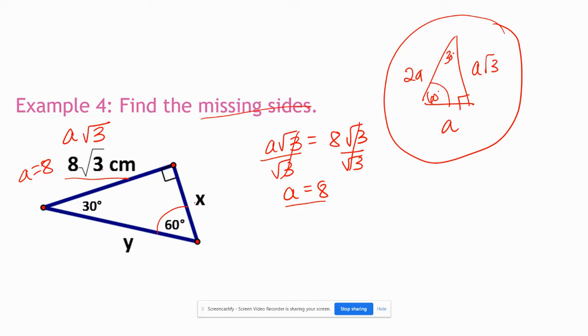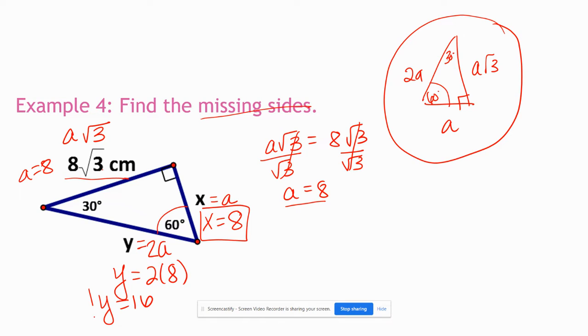So let me go ahead and find x. X is across from 30 degrees. So across from 30 degrees is simply just a. So a is 8, therefore x is 8. Next up, I have y. Y is across from the 90-degree angle. So looking at my equation, across from the 90-degree angle is 2a. And just recall again that a is 8. So y equals 2 times 8. Therefore, y equals 16. And now I've solved for both sides of a special right triangle.